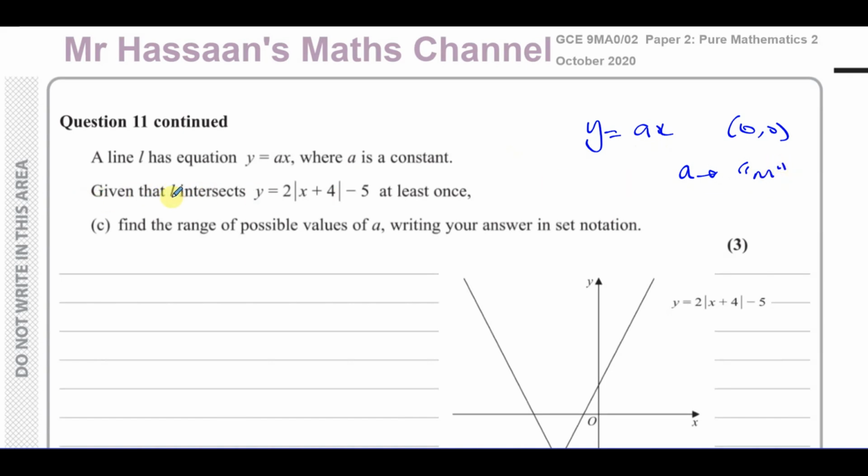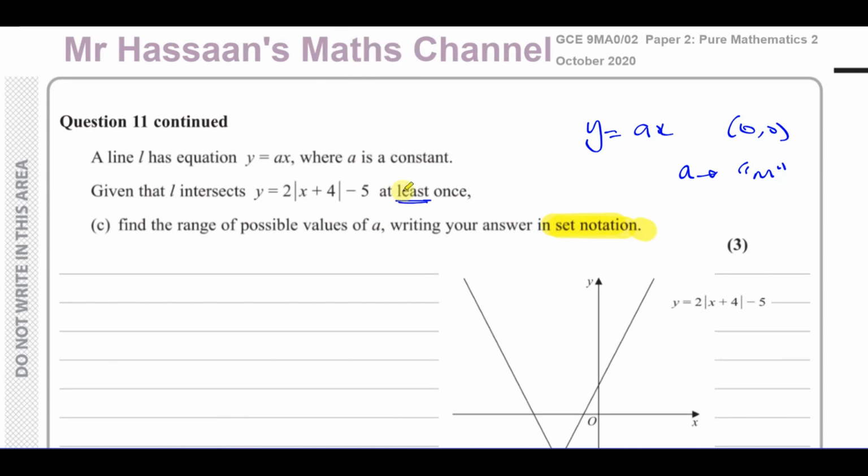Okay, given that the line L intersects this modulus function, it's the same as we had before, at least once. At least once means once or more than once. Okay, not only once, at least once. So it's important to know the difference between these wordings. So that means it can intersect one time, or it can intersect two times. I don't think it will ever intersect more than twice, since two straight lines can never intersect more than once, and if one of them is a modulus, I think it could only intersect twice. So find the range of possible values of a, writing your answer in set notation. So they want us to use set notation here.